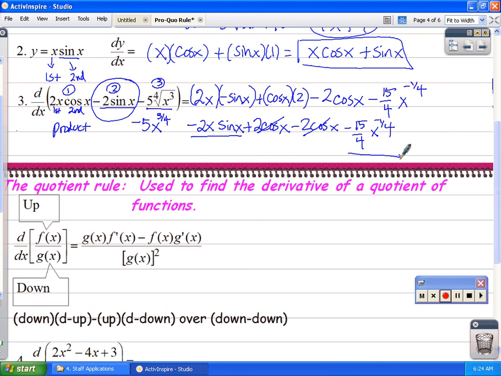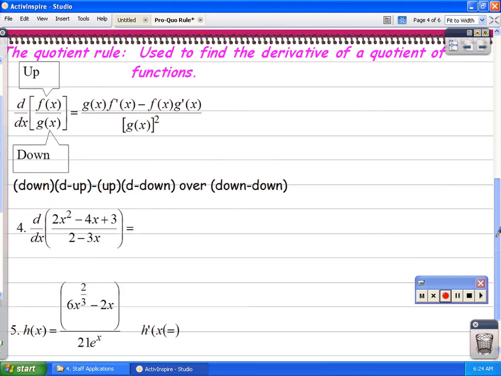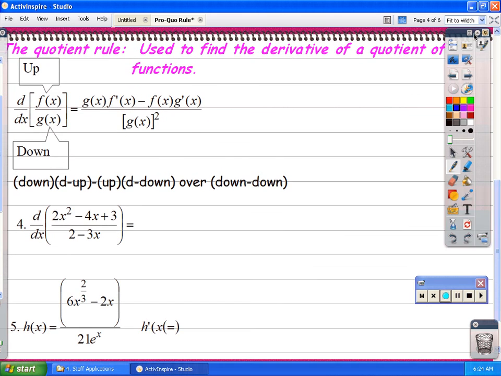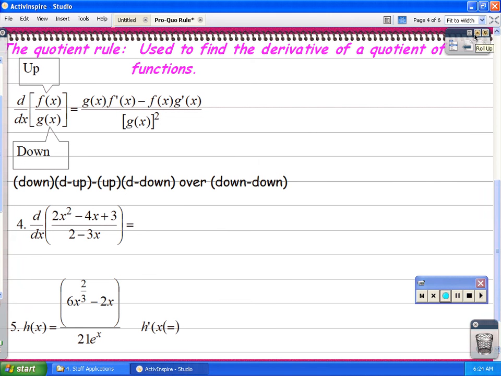All right, let's go on to the quotient rule. Obviously, if the product rule is used to find the derivative of a product, then the quotient rule is used to find the derivative of a quotient. Now, there are lots of little rhymes, whatever you want to call them, to remember the quotient rule. I've written it out symbolically for you, and then I have a little way to remember it. Most students tend to like this.